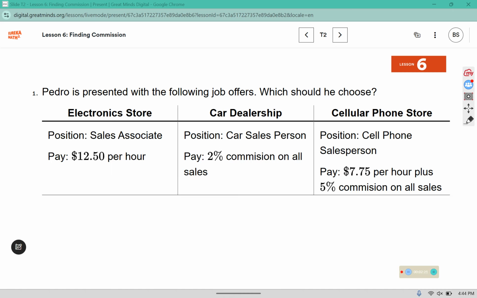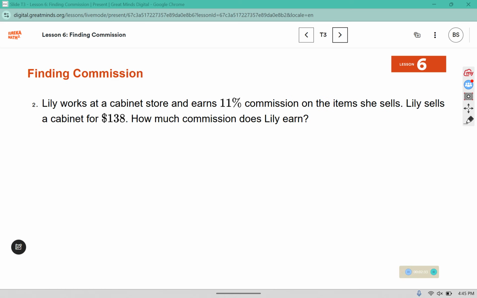In order to determine which job he should choose, it would be helpful to know how many hours he plans on working or the value of the sales that he's going to make. Let's look at another problem that uses commission to see how much you would earn.